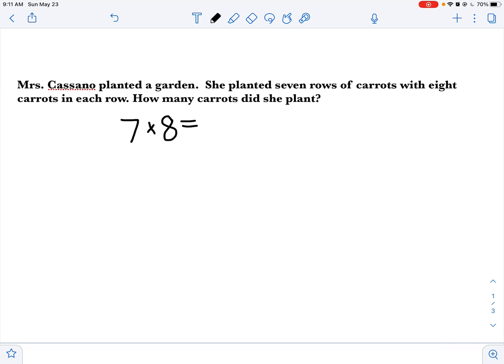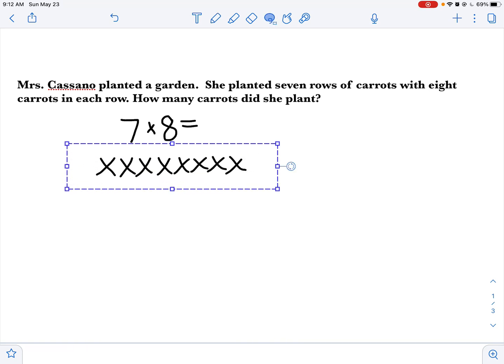Some of you may want to draw an array, and I forgot to review that in the other video, but an array is also a way of solving a multiplication problem, though once again, not very efficient, but it works. And in this case, this would be a good visual. So I would make my 7 rows of 8 carrots in each row. So 3, 4, 5, 6, 7, 8, and I'm going to take a shortcut, guys, so that you don't have to watch me.